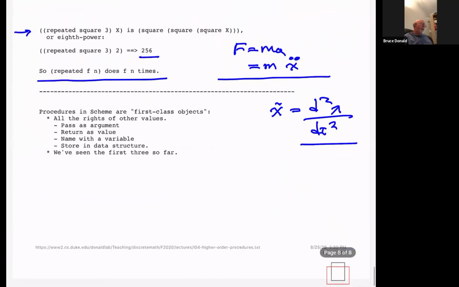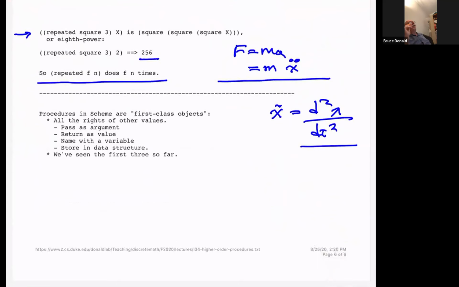So I'm going to move to the document camera and do some stuff in a minute to continue. But the main point of this is that in Scheme, procedures are what we call first-class objects. That's the computer science term for it. So they have all the rights and all the privileges of any other values. You can pass them in as arguments. You can return them as a value. You can name them with a variable, and you can even store procedures in data structures. And we've seen all of those except the last one so far. And maybe we'll see the last one a little bit later.